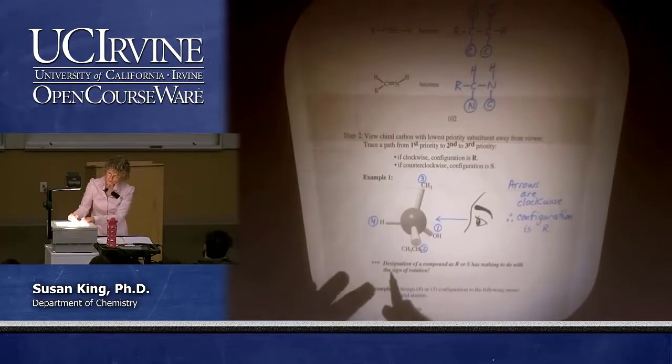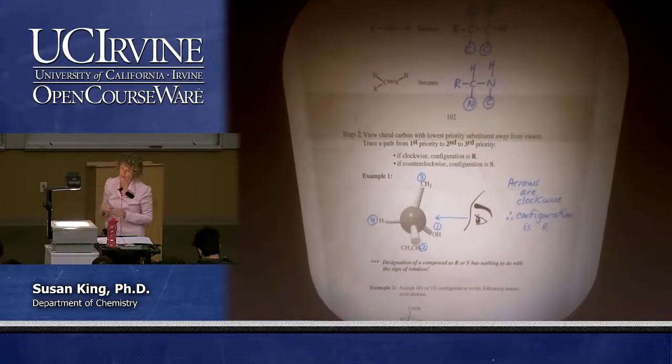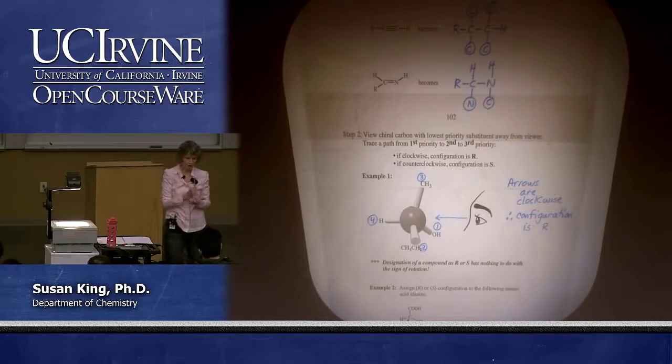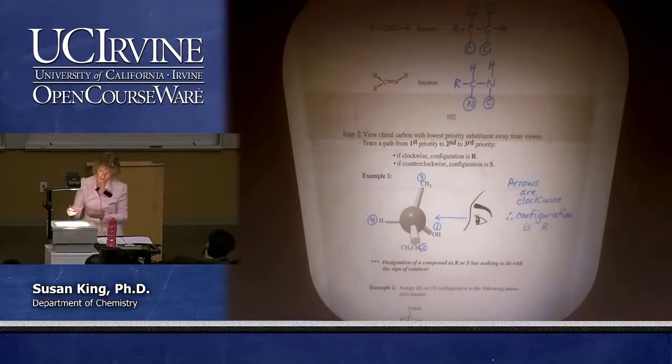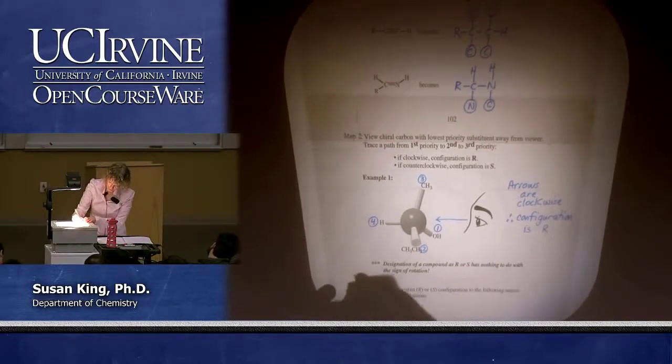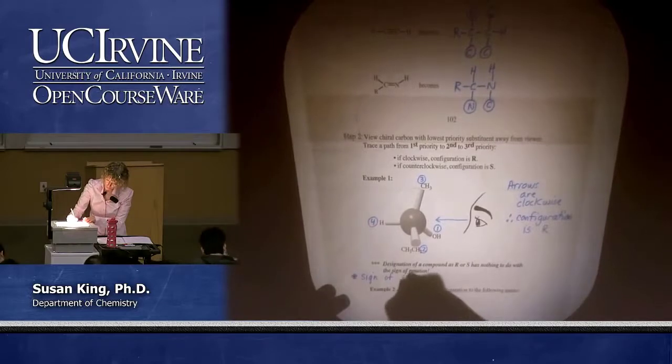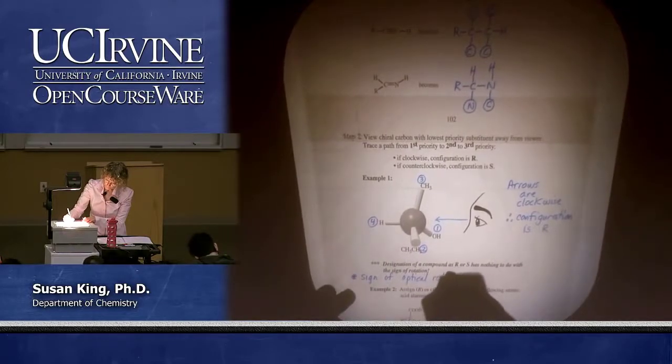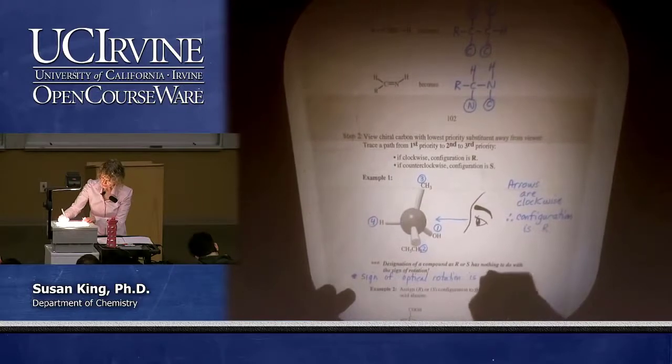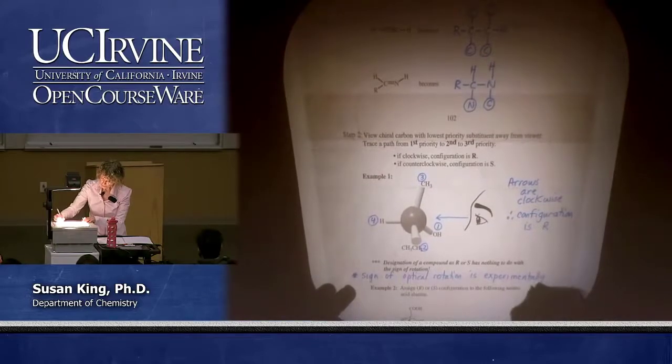All right, so this is going to be our configuration. Designation of a compound as R/S has nothing to do with the sign of rotation. So because it's R does not mean it's positive rotation. We have things that are R that have negative. There's no correlation whatsoever, absolutely no correlation whatsoever, between the sign of the optical rotation. Again, it's an experimentally determined value. So sign of optical rotation is an experimentally determined value.